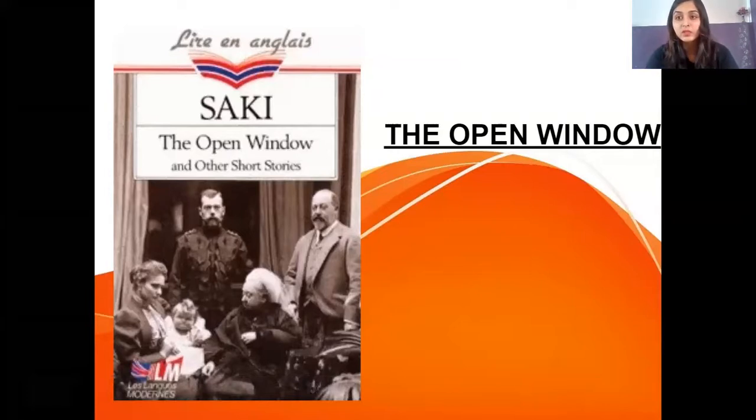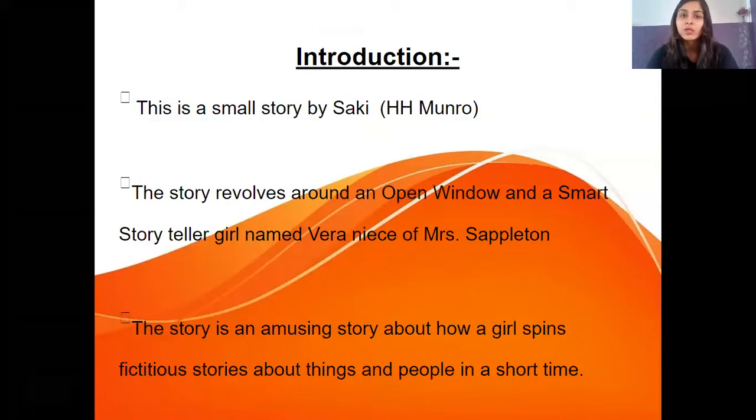So the name of the story is The Open Window. Let's do the introduction part. This is a small story written by Saki. His name is also written as H. H. Munro. The story revolves around an open window, a little window, and a smart storyteller girl. Her name is Vera, and she's the niece of Mrs. Sapleton, who's another character in the story.